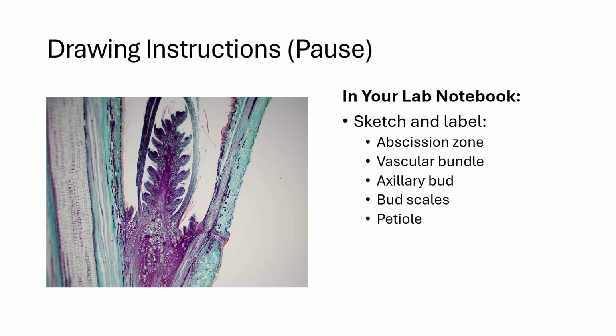As you look at the image, you'll make a sketch in your lab notebook and label these structures. Use their positions as clues. Notice where the petiole connects to the stem, where the vascular tissue runs, and where the bud is located relative to the abscission zone.